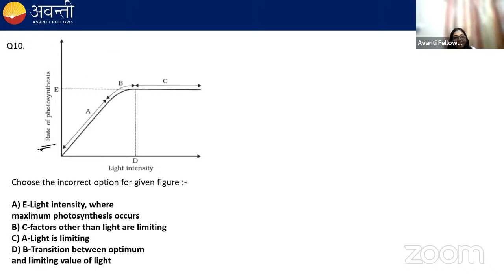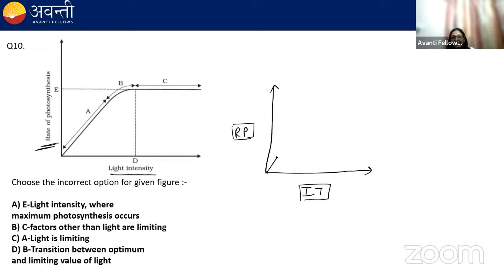Okay, so the y-axis shows the rate of photosynthesis and the x-axis shows the light intensity. Let me draw the graph here. This is your light intensity and this is the rate of photosynthesis. If I increase the intensity of light, the rate of photosynthesis also increases. You can see this linear line. It shows the straight relation between the rate of photosynthesis and the light intensity. But it will increase only to a certain point. After that, if I keep on increasing the intensity of light, the rate of photosynthesis will not increase, or will not show a higher rate after a certain intensity of light.